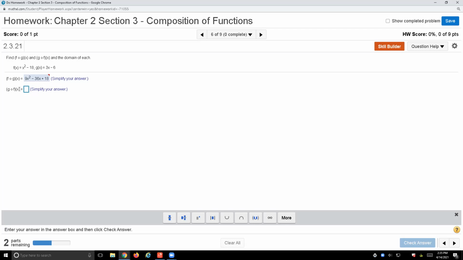Okay, now what's next up? This is g of f of x. So I plug whatever I have in for f, I plug inside of g. So I have, let me see, I'll show you.